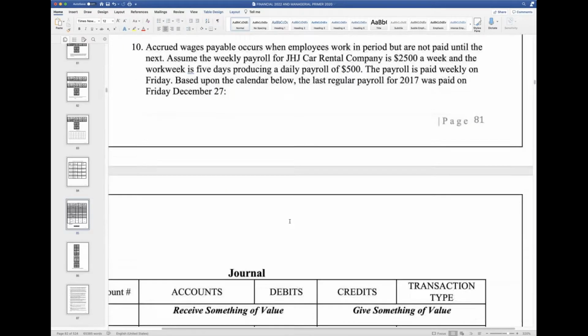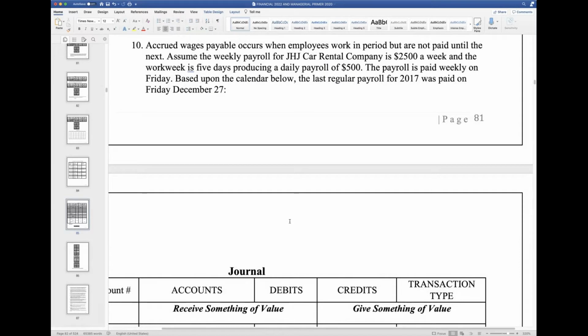Let's look at a wage one, which is probably easier to realize. Accrued wages payable occur when employees work in a period, but they're not paid until the next period. Assume the weekly payroll for J. Sharon Car Company is $2,500 a week, which is $500 a day. So the daily payroll is $500. The payroll is paid weekly on Friday.